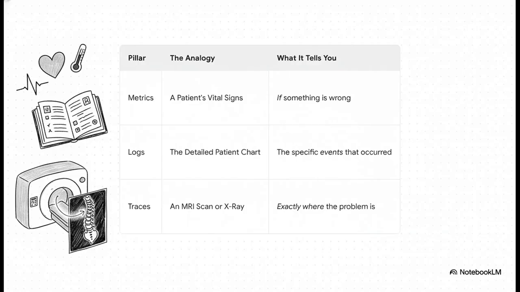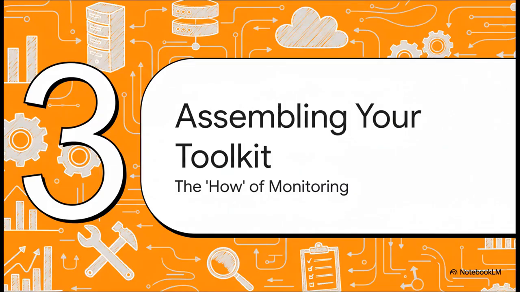You know, this medical analogy is just perfect for getting your head around this. Think of metrics like a patient's vital signs. Heart rate, blood pressure, temperature. They tell you if something is wrong. Then you've got logs. Those are like the super detailed patient chart, writing down every single specific event that happened. And traces are the MRI scan. They give you that deep, internal view of a request's entire journey so you can pinpoint exactly where the problem is hiding.